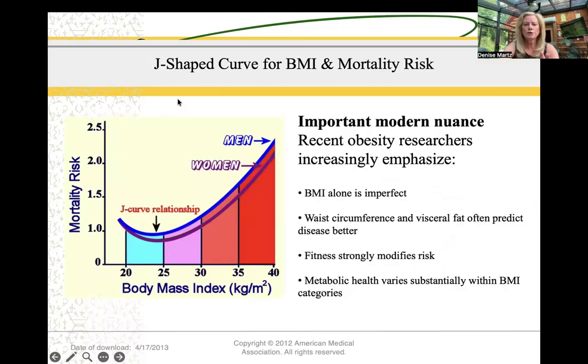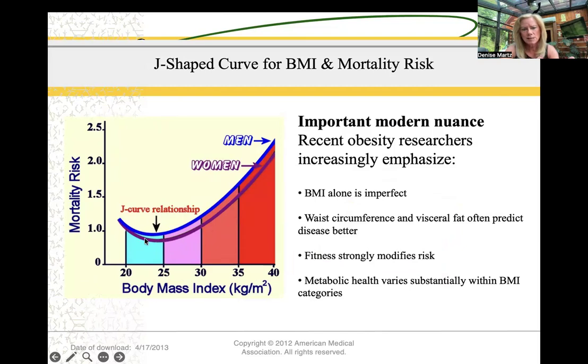When you look at BMI increasing and you look at risk for mortality, which is death rates over here, you see what is called a J-shaped curve, where it looks like this for men and for women.